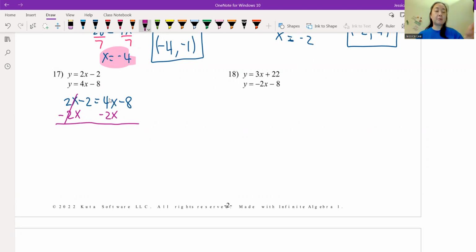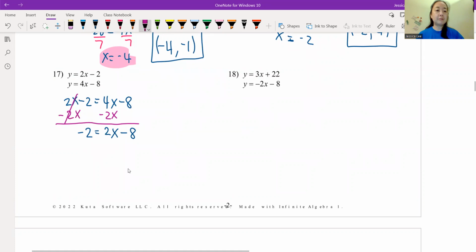Just subtract 4x on both sides. You will still get the right answer. You'll still get the same answer, unless you're doing some addition wrong or whatever, but if you're doing everything right, you'll get the same answer. So negative 2 is equal to 2x minus 8.